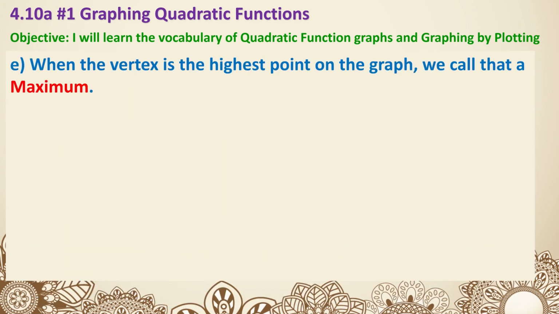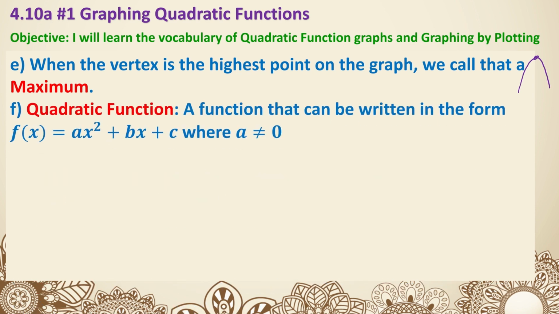Moving on, E. When the vertex is the highest point on the graph, we call that a maximum. So highest point looks like this, so of course that's the highest point, it's a maximum. Quadratic function is a function that can be written in the form of f of x equals ax squared plus bx plus c, where a does not equal to 0.